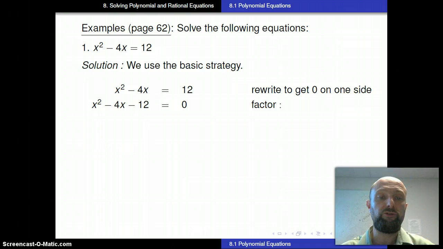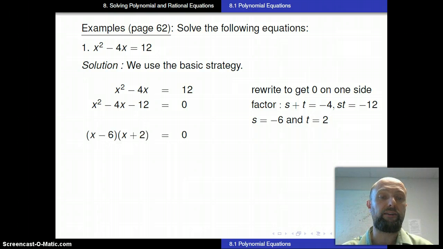Next we factor this polynomial. We are looking for two numbers s and t whose sum is negative 4 and whose product is negative 12. We see that s is negative 6 and t is equal to 2 will work. Negative 6 plus 2 is negative 4, and negative 6 times 2 is negative 12. So we can immediately factor as x minus 6 times x plus 2.